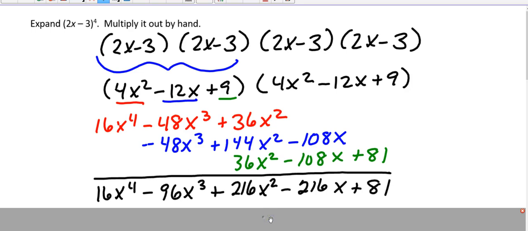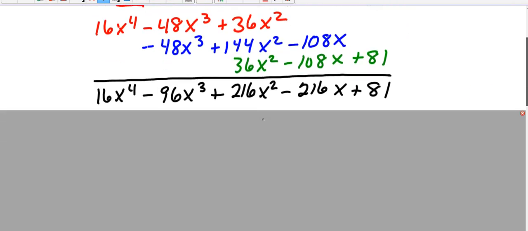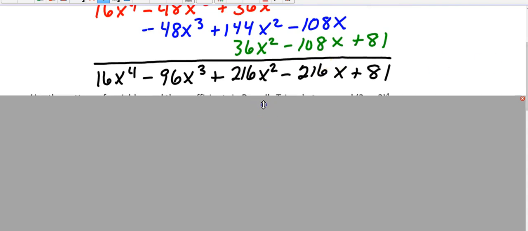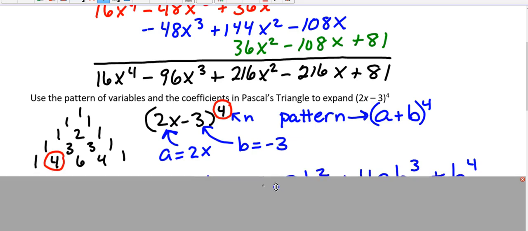So take a minute if this is something that you need a little practice with to make sure you get the same thing I do. If not, then you can move on. So this is what we would get multiplying it out by hand. Now, how would we do the same thing using the pattern that we see in Pascal's triangle? So let's take a look at what we know so far.